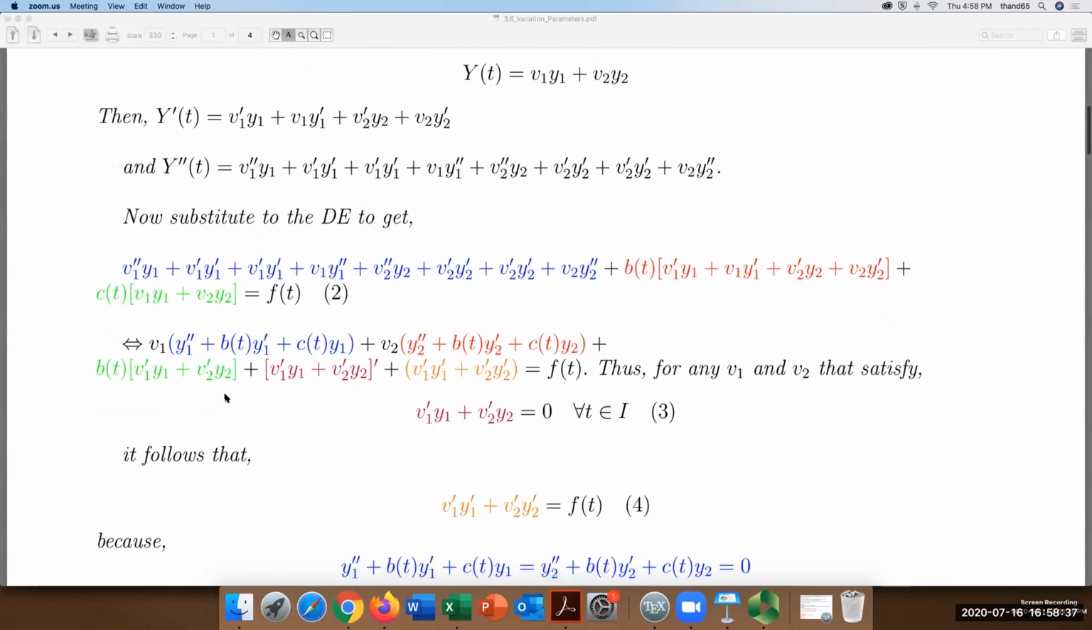And then you can rearrange all of these terms, because I want to factor out v1, since I always want to find v1 and v2. So I find all the terms that involve v1 and factor v1 out. I factor v2 out. And in this case, I still have b of t as a common factor. And that's it.